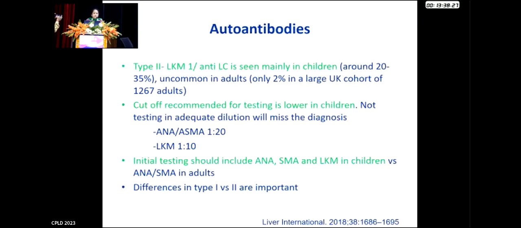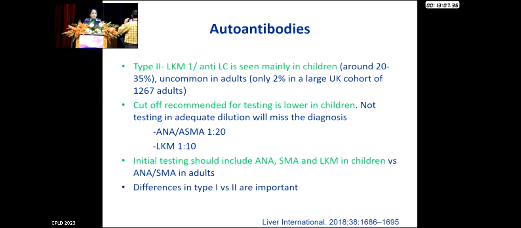So the first difference is that when we ask for testing for serology in children, we ask for ANA, ASMA, and LKM, in contrast to adults where the first-line antibodies are usually ANA and SMA. This is because the type 2 LKM-associated AILD is seen in about 1/3 of children, in contrast to only 2% or 5% of adults.